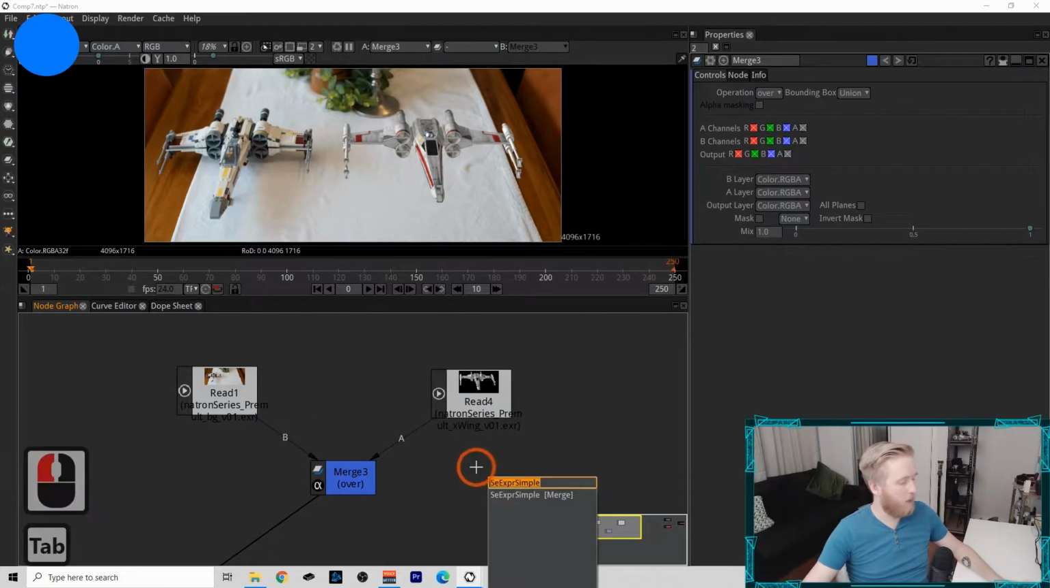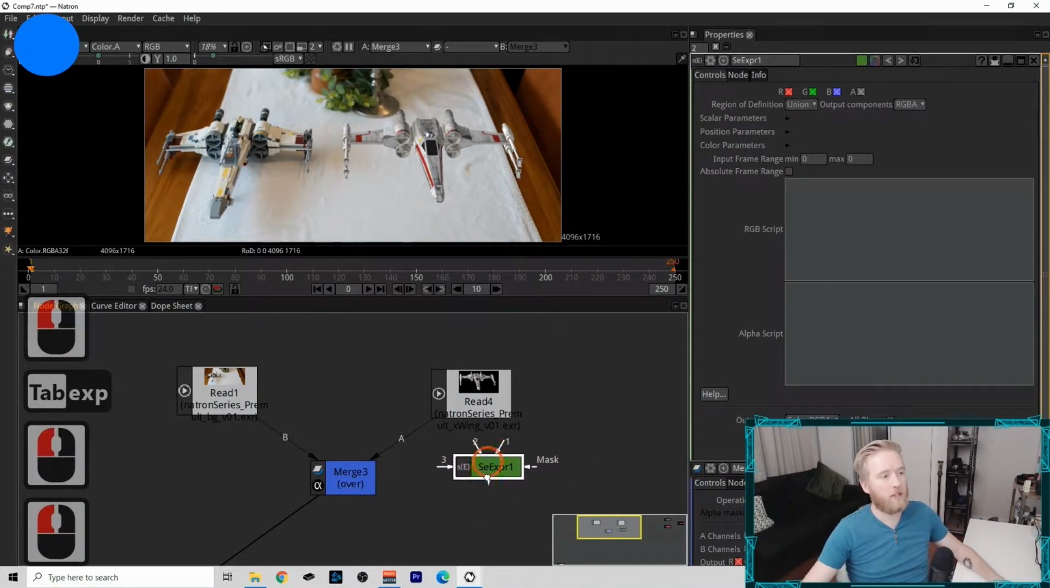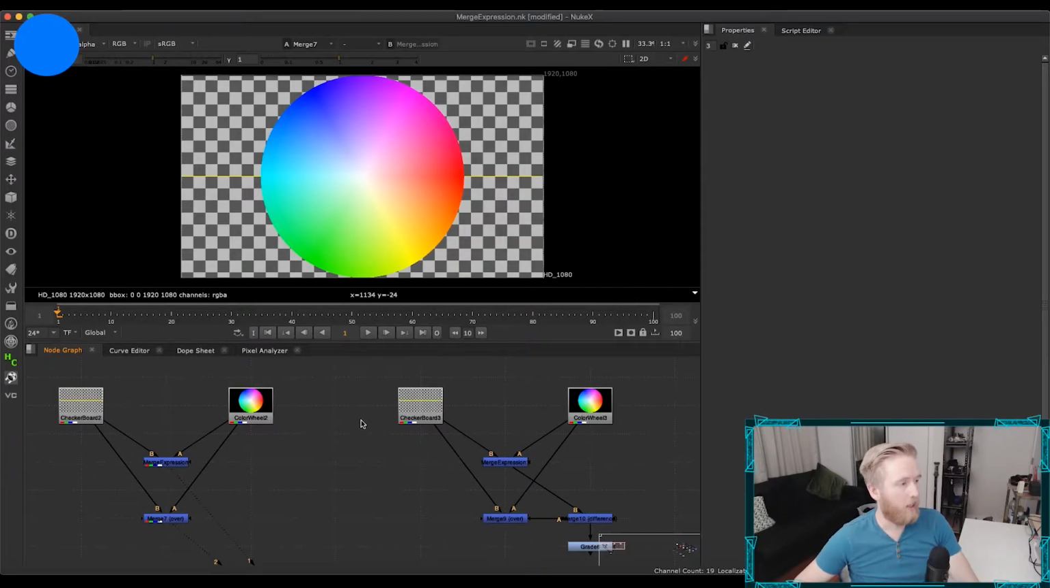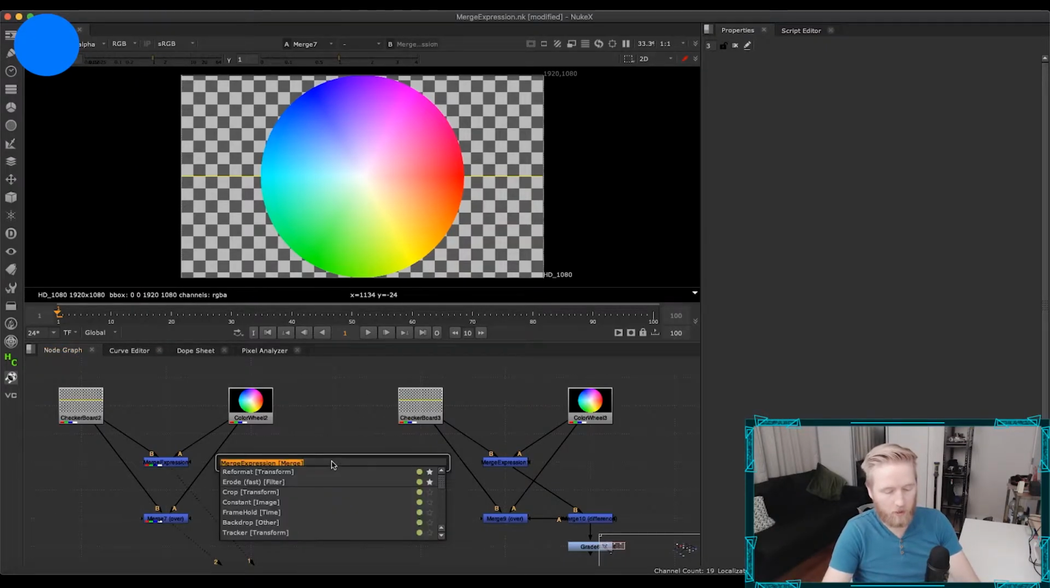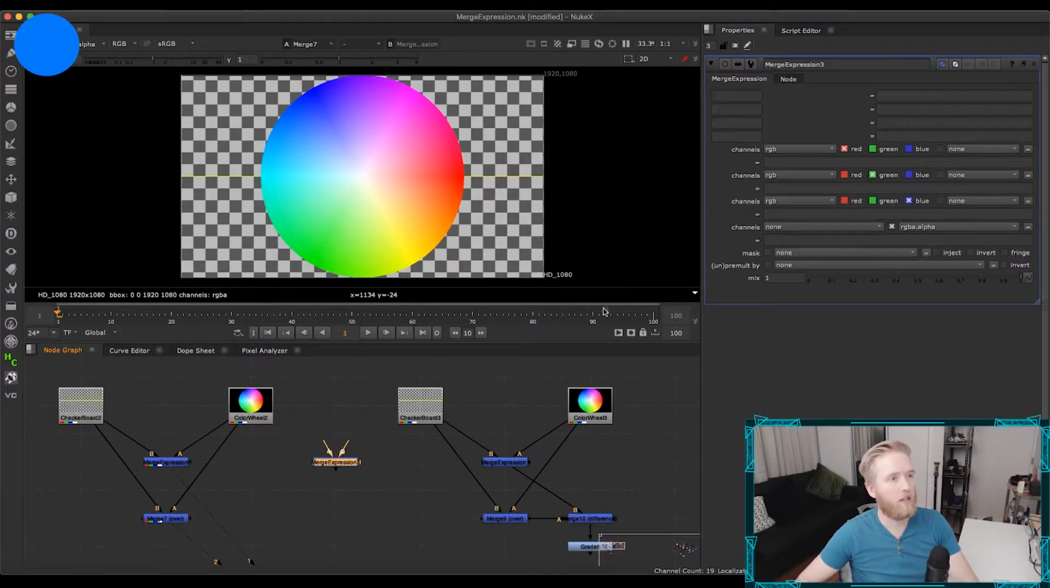To explain the math behind the merge operation, I can use the expression node, but unfortunately I don't actually know the expression language that Natron uses. There is documentation online, but I already know how to use the expression node in Nuke, so I'm just going to jump over to Nuke and explain it there. Okay, so we're in Nuke right now, and I'm just going to create Nuke's version of the merge expression node so that, see, it looks a little different than the Natron one.